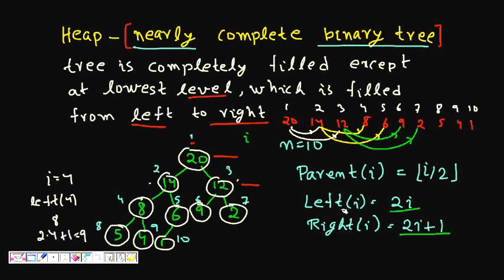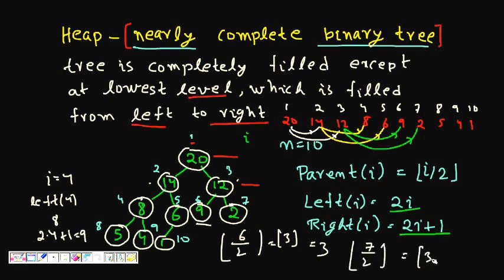So the left child of a node i is at index 2i and the right is 2i plus 1, and similarly the parent of a node i is the floor of i by 2. So the parent of node 6 is the floor of 6 by 2, which is 3, and for node 7 the parent is the floor of 7 by 2, which is the floor of 3.5, which is 3. So this is the property for finding the parent, left and right child of any node.